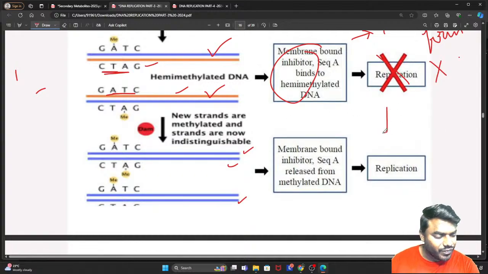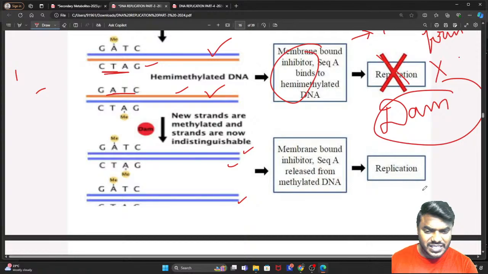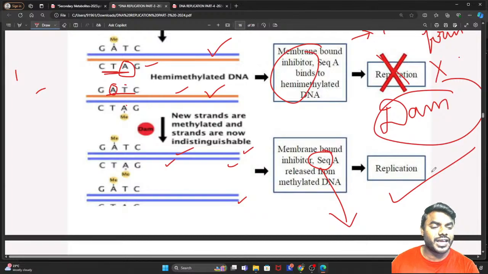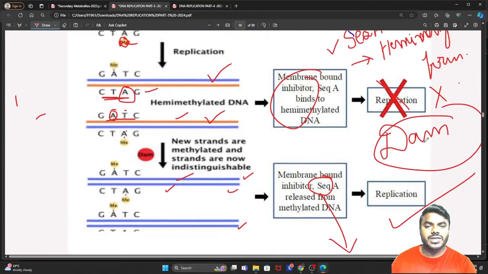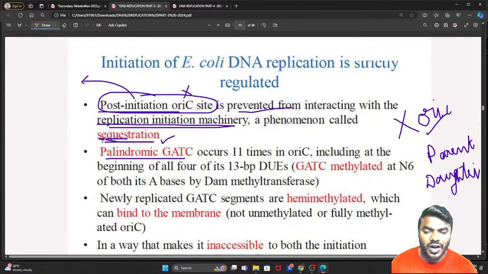After some time, the very important enzyme DAM, deoxyadenosine methyltransferase, will come and add the methyl group to the palindromic sequences present on the daughter strand also. Hence, the daughter strand also gets methylated. Then SeqA cannot tell which is the daughter strand and which is the parent strand. Then it can leave the methylated DNA, and the second round of replication will continue. This is called the regulatory mechanism of prokaryotic DNA replication, called sequestration.